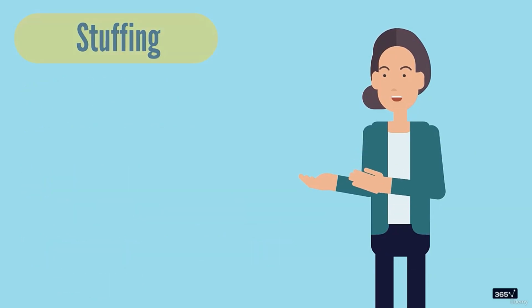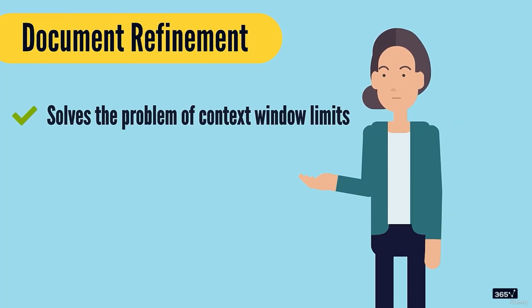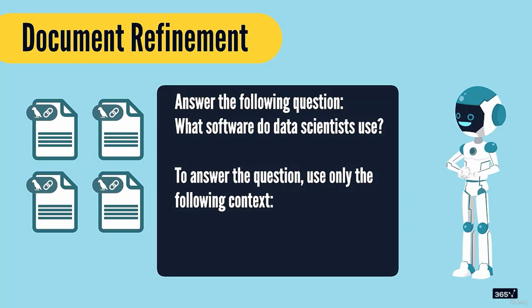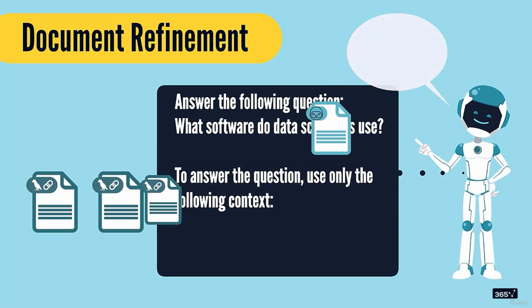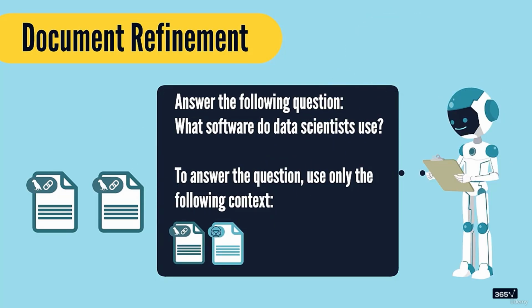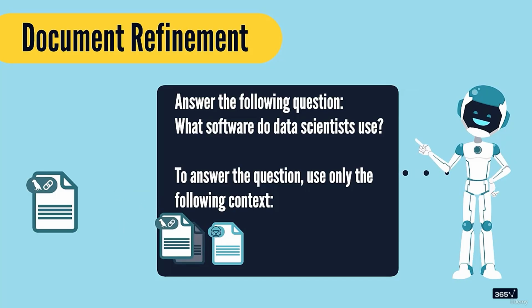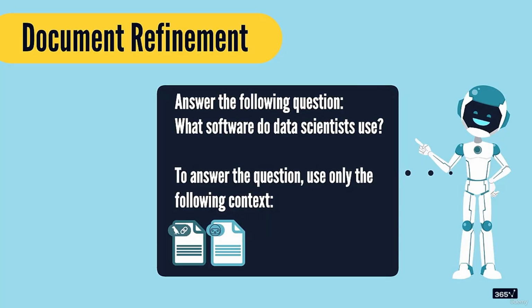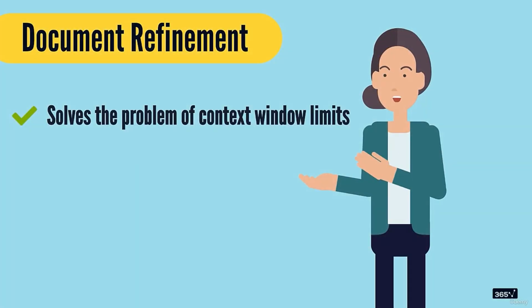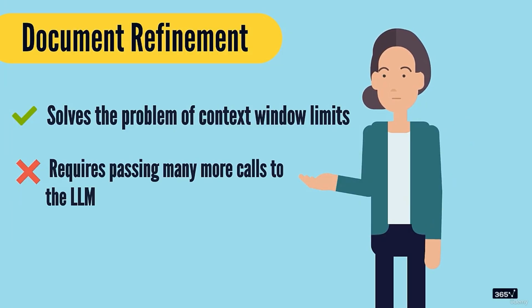One method alternative to stuffing is document refinement. This technique solves the problem of context window limits by passing the documents to the model one at a time. When an answer is generated, it's passed to the model with the next document in the list and the developer's instructions, thereby updating the old response with the additional information it has received. When all documents have been fed to the model, the answer should account for each piece of information. Of course, contrary to the stuffing technique, this method comes at the cost of passing many more calls to the LLM, making it more expensive.